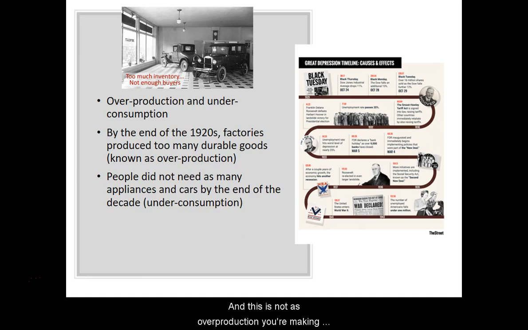And this is known as overproduction. You're making too much of the product. And people did not need as many appliances or cars or furniture by the end of the decade because it was made to last and things were good. This is called underconsumption. Too much product, not enough buyers.